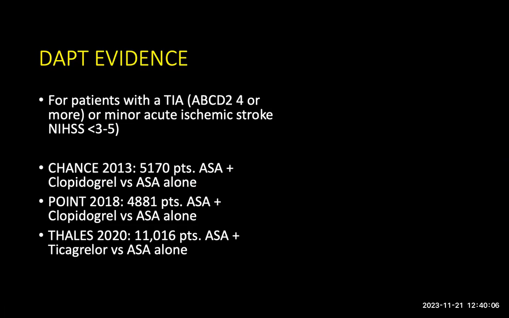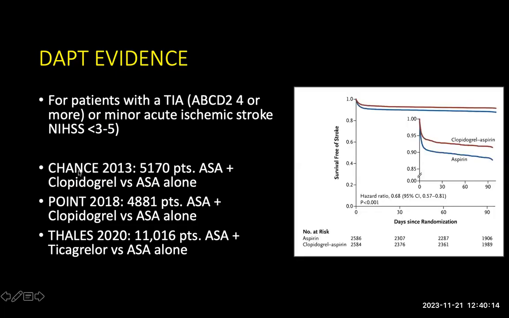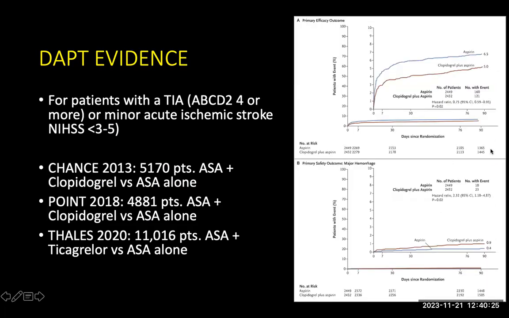Then all the dual antiplatelet stuff that I was talking about in TIAs or minor strokes, all that comes from these three major trials. The CHANCE trial showed in 2013 aspirin and Plavix versus aspirin alone, risk of stroke is much less if you are on the dual therapy. Similarly, POINT in 2018 showed the same thing. With aspirin alone, the risk of strokes is higher. With aspirin plus Plavix, the risk of recurrent strokes is lower.